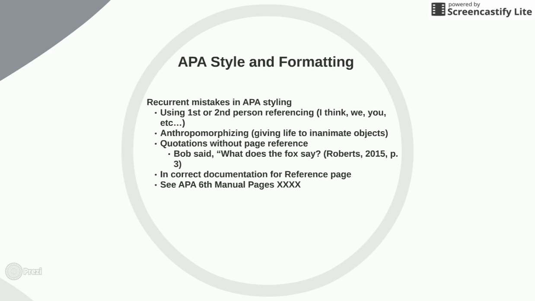When you are providing quotations within the body of your work, it's appropriate to always have a pagination for that quotation. Sometimes that can be difficult if you're quoting from an article that is from a website or something of that nature where there isn't a pagination. I encourage very much the use of paraphrasing, and that also helps to avoid any inadvertent plagiarism that may occur.